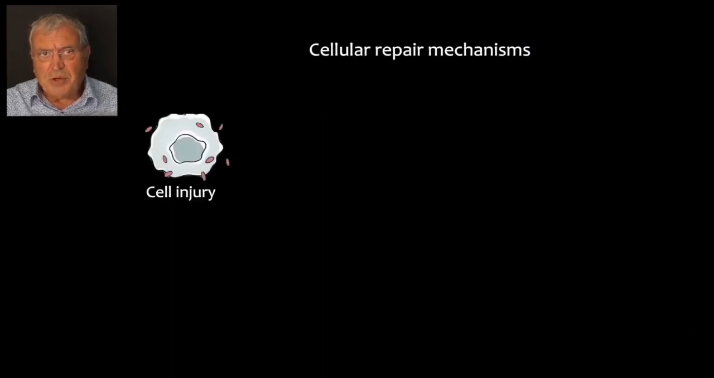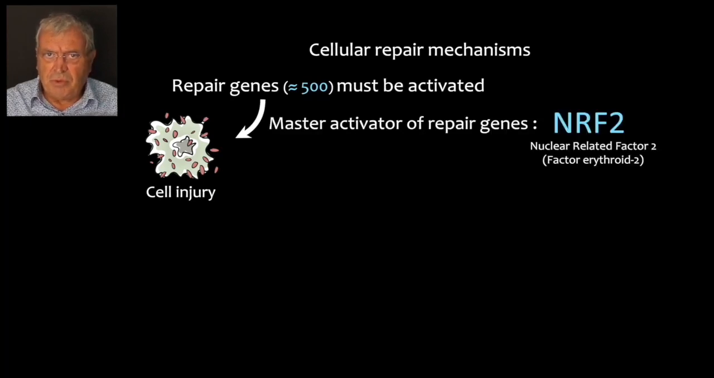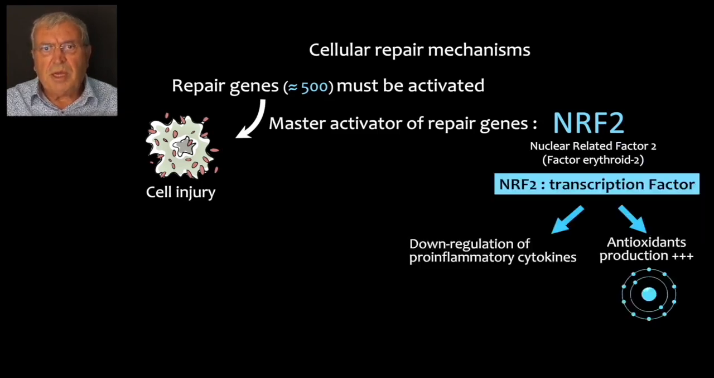When we have a cell injury, we need to activate the repair genes. We have almost 500 genes, and the main activator is NRF2. This nuclear-related factor 2 is a transcription factor, which means it activates the genes in order to downregulate the pro-inflammatory cytokines and to increase the antioxidant production.